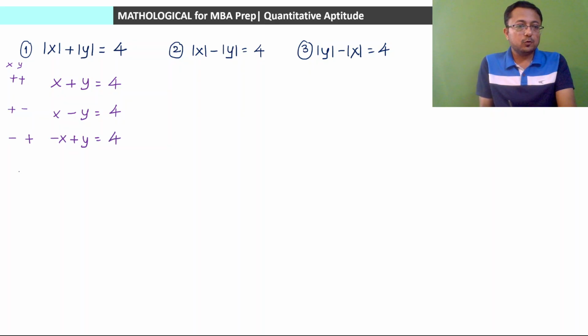And the last case, when both x and y are negative, both mod x as well as mod y will open with a negative sign. So minus x minus y is equal to 4. So the first equation is done.